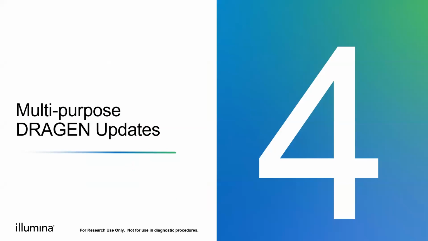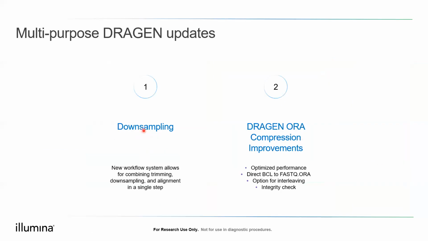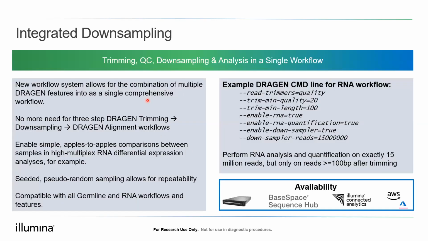I want to talk about some multi-purpose DRAGEN updates as a next section. There are two features that we'll talk about very quickly here. One is a downsampling feature, and the other one is the ORA compression improvements. So just some background on downsampling. It's something that has been requested from users.